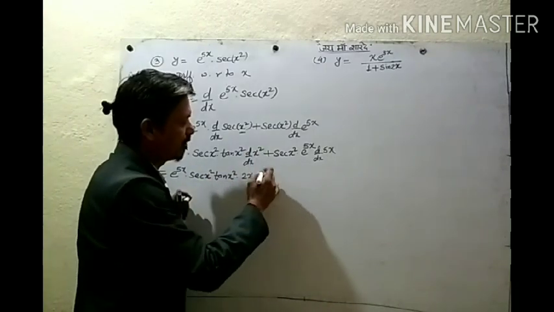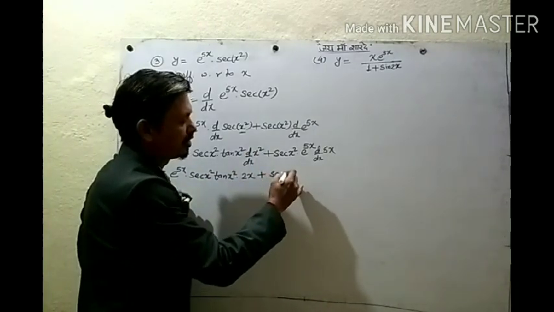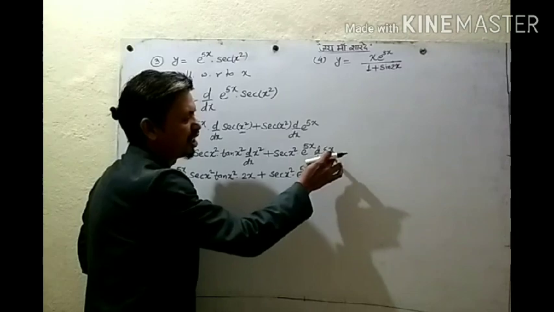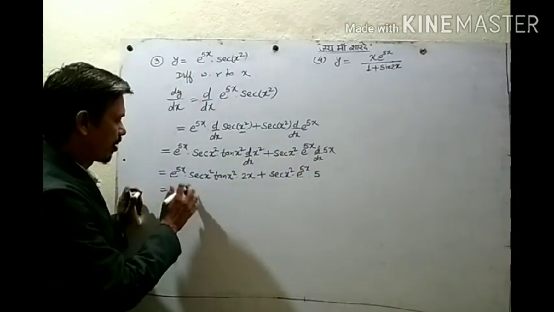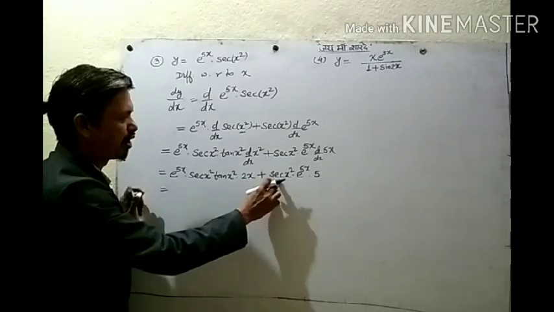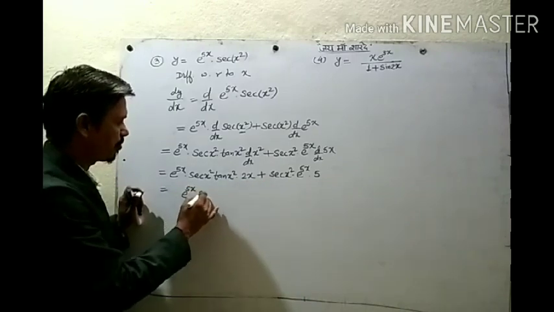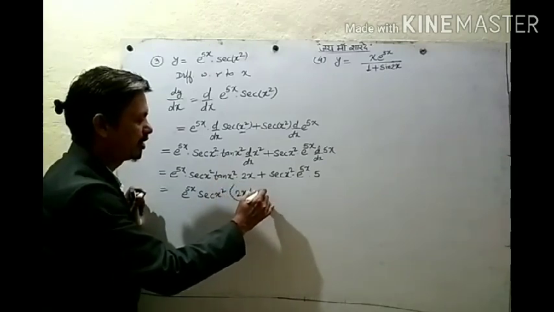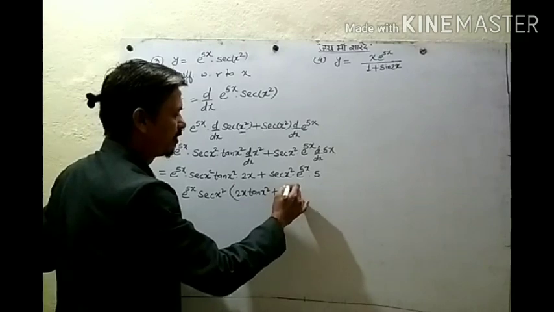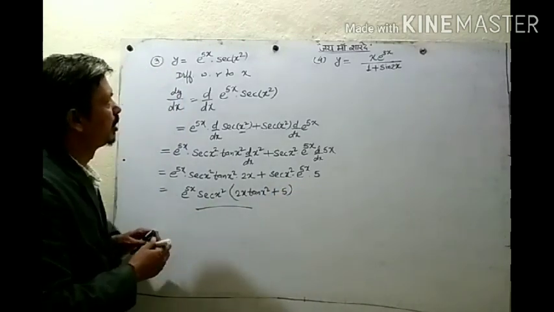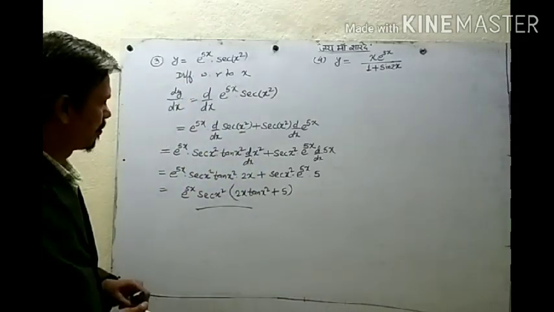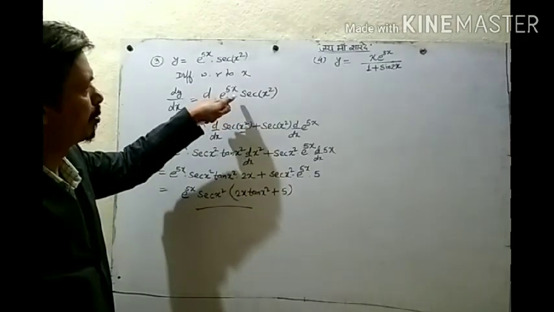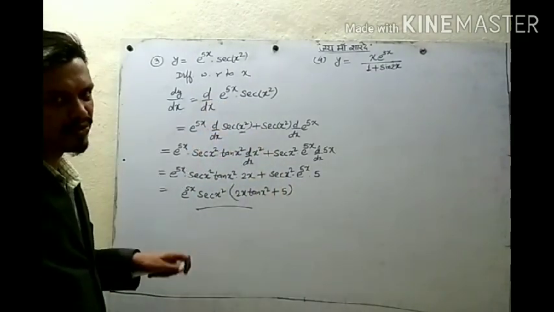So now we process over here. Then here sec x square into e to the power 5x, the derivative of 5x is 5, which is also a standard form. So from this, e to the 5x and sec x square we can take common. Here we have 2x tan x square plus 5. So this is the derivative of e to the power 5x into sec x square. So be careful: when there are two functions having a product, apply the product formula.